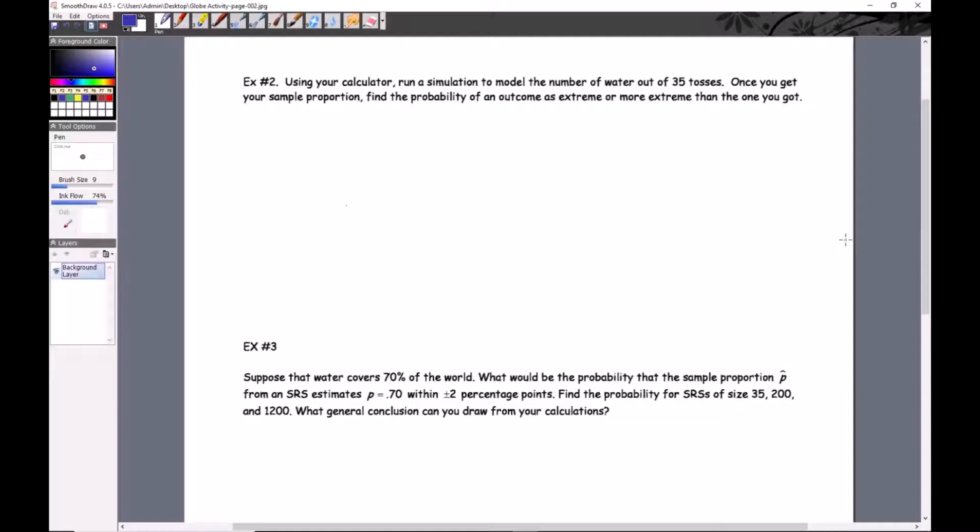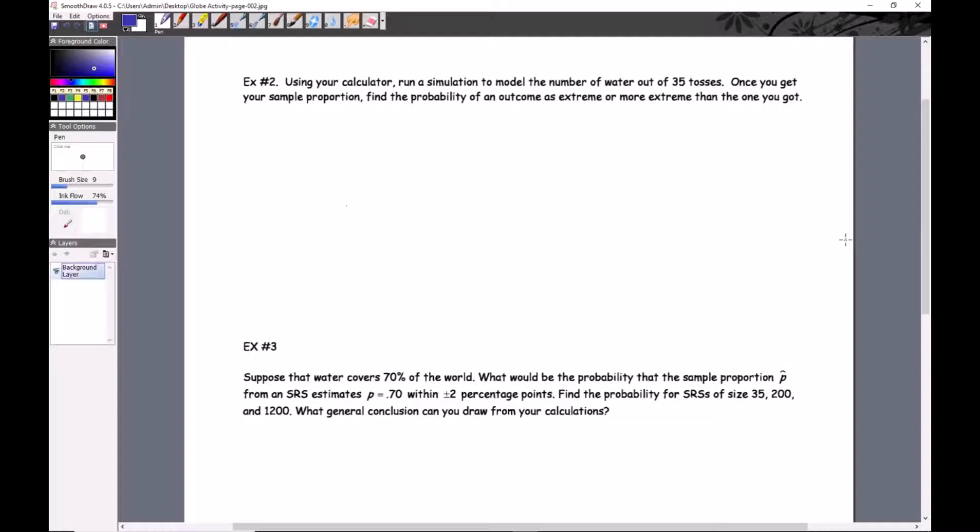All right, let's think about it. See if it sounds familiar. You either land on water or you don't. The probability of landing on water is always 0.7. Every time you toss the ball is independent, and there is a fixed number of trials, 35. Whoops, that's binomial.